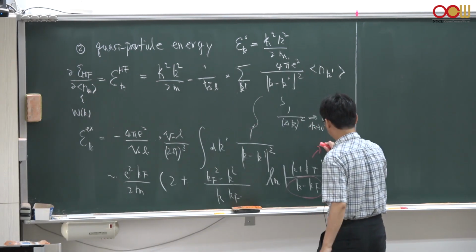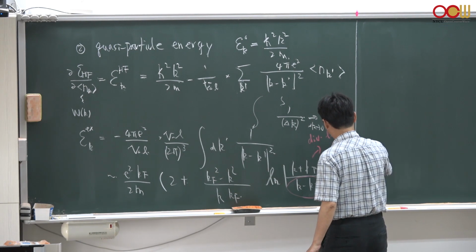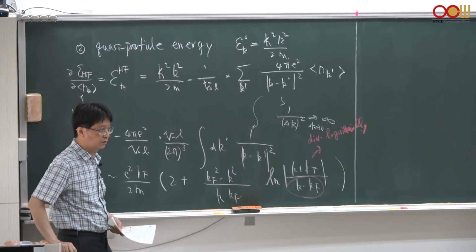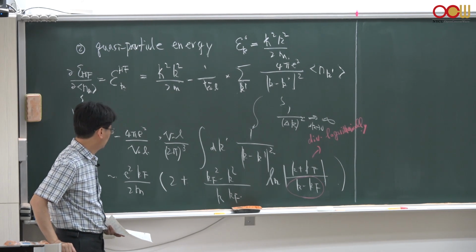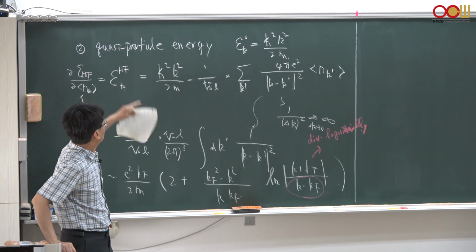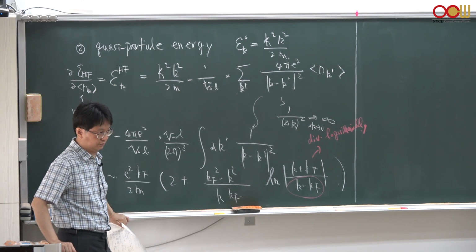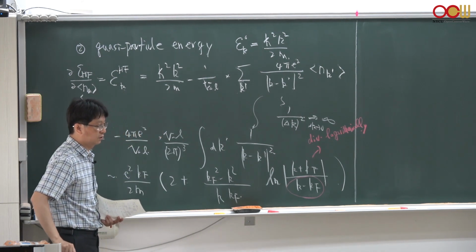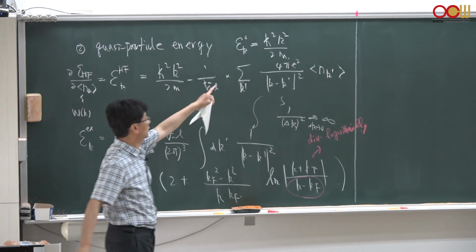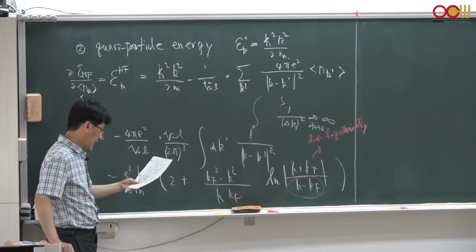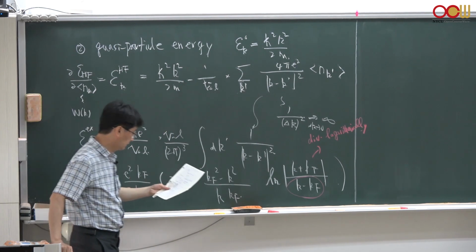So this diverges logarithmically, which again invalidates our expectations. You should not get a divergent quasi-particle energy, because we know that this energy should be very close to the free electron kinetic energy with some modifications within Landau's Fermi liquid theory.